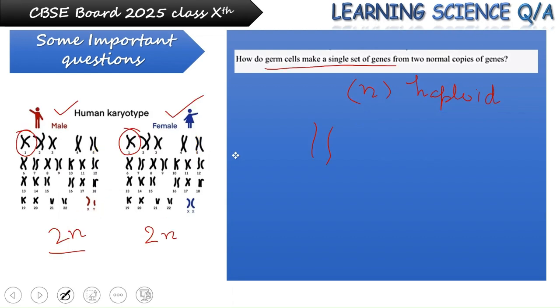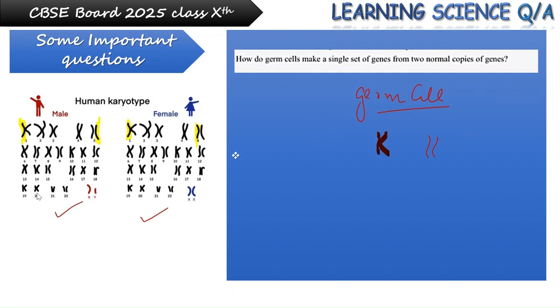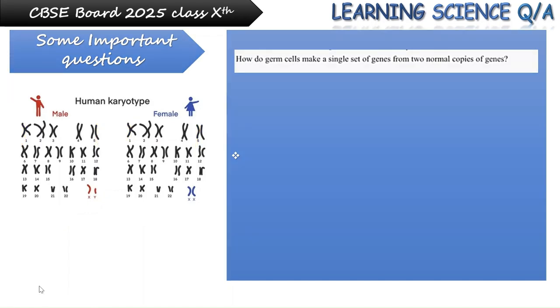And after getting a complete set of chromosomes from male and female, these are going to divide through meiosis, which will eventually make these germ cells or gamete cells haploid in number. So in this way, either the male or female copy of the chromosome will be retained in the cell. So in this way, the germ cell gets a single set of chromosomes from two normal copies of the gene.